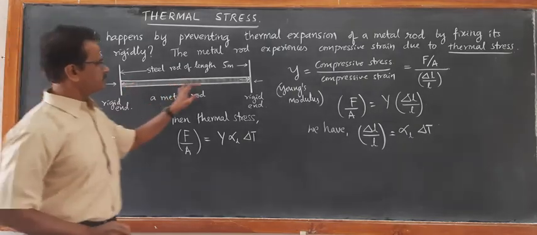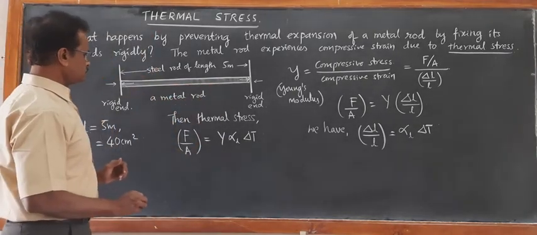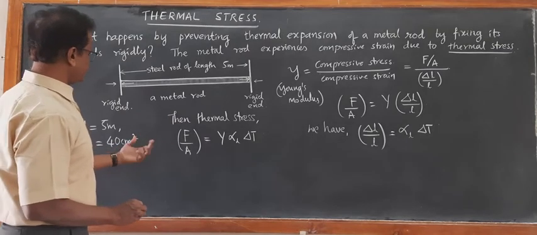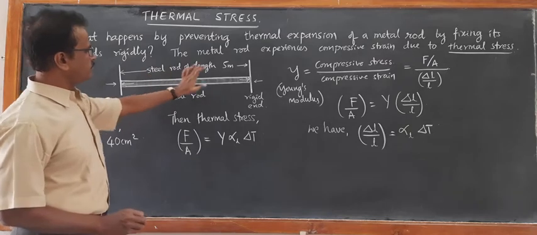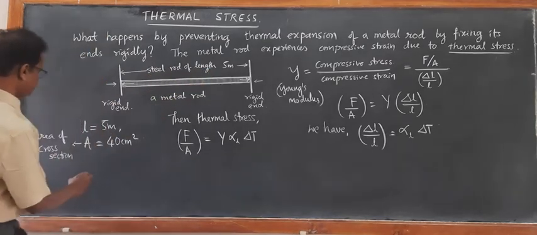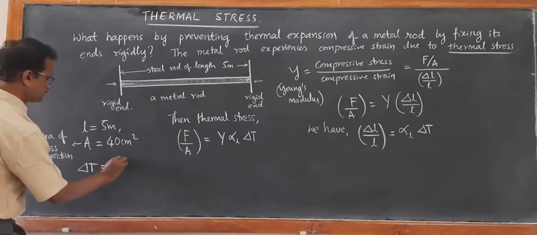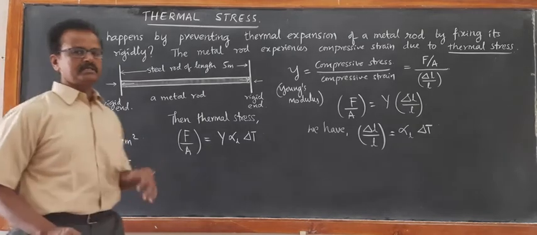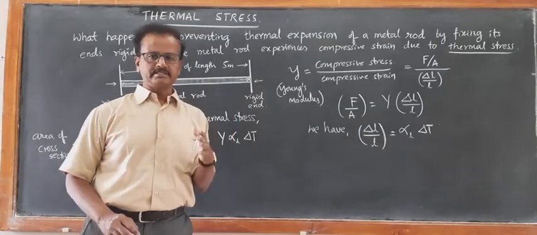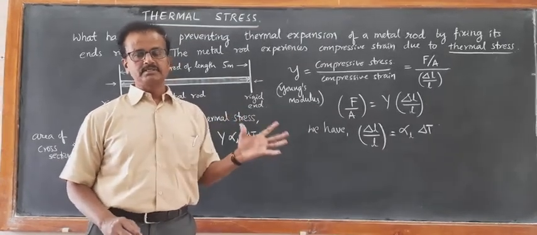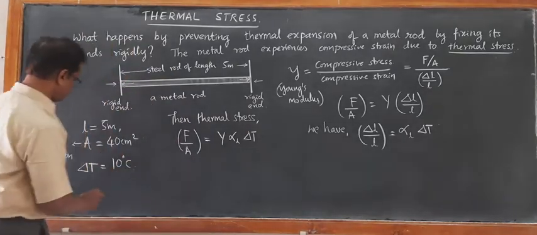Area of cross section of this metal rod, 40 centimeters square. So you can calculate the thermal stress experienced by steel rod of length 5 meter when there is a change in temperature. If change in temperature is 10 degrees Celsius, as I said, let us say temperature is changed from 30 degrees Celsius to 40 degrees Celsius during daytime. How much is the thermal stress experienced? What is the value of thermal stress?